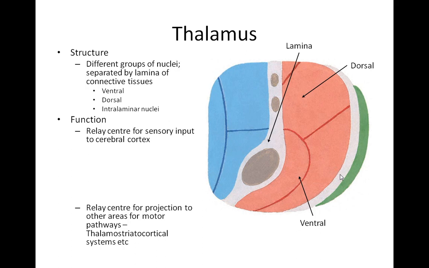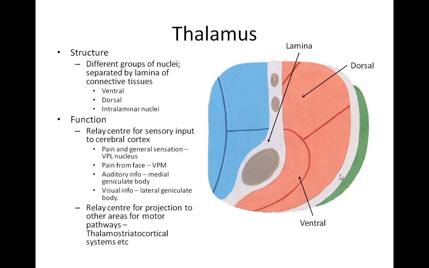So pain and general sensation from the body goes to the ventro-posterior lateral nucleus, or VPL nucleus. Pain from the face goes to the ventro-posterior medial nucleus, or the VPM nucleus. Sound goes to the medial geniculate body, or nucleus, and light, or visual information, travels via the lateral geniculate nucleus. And that's it for the thalamus.